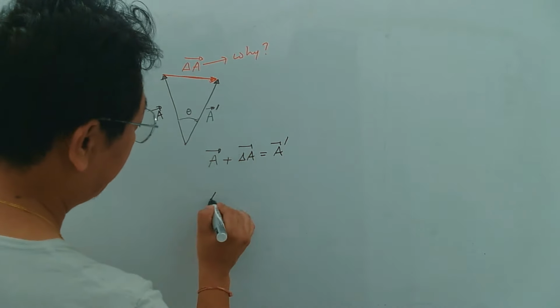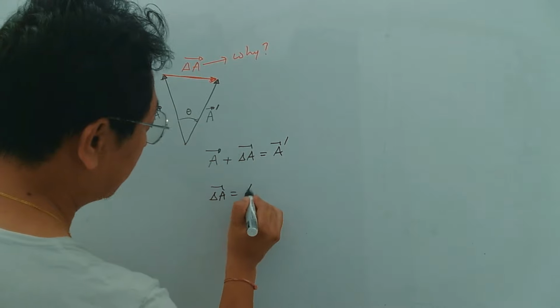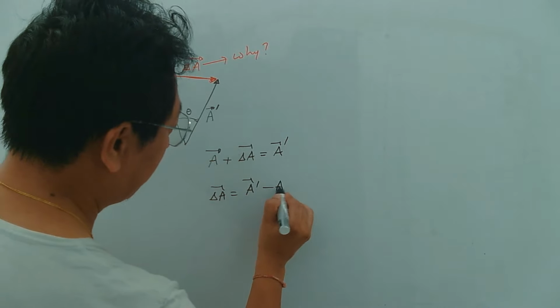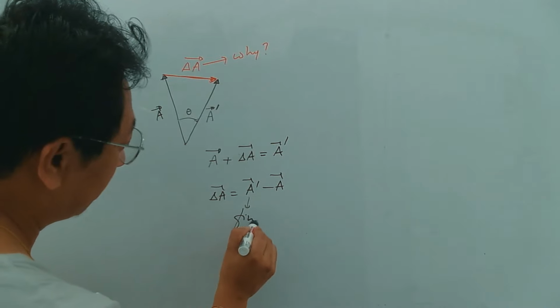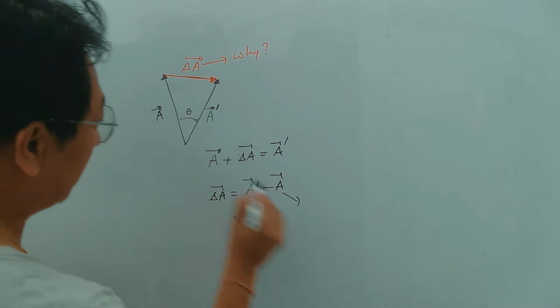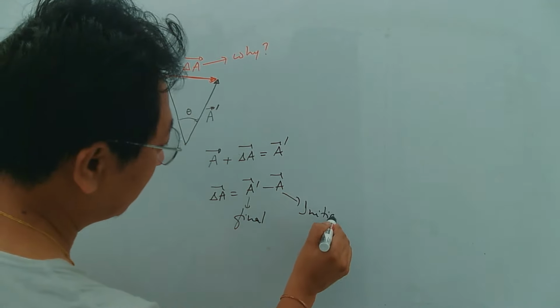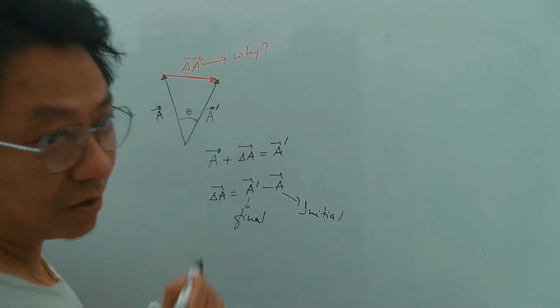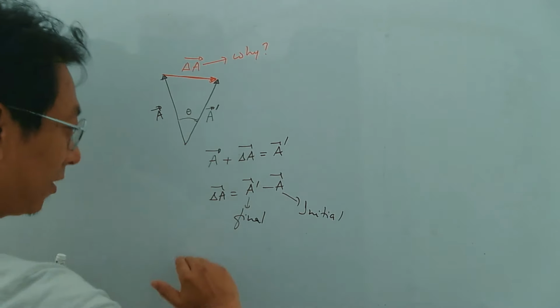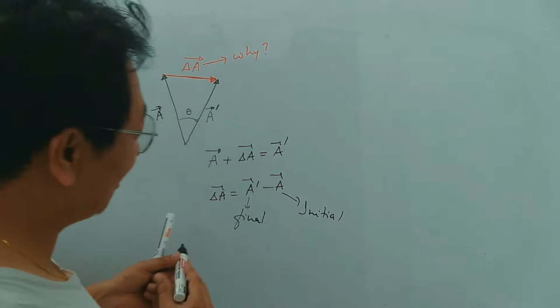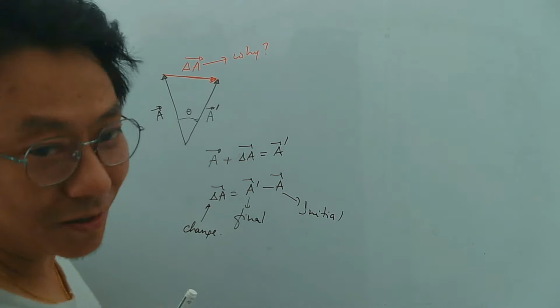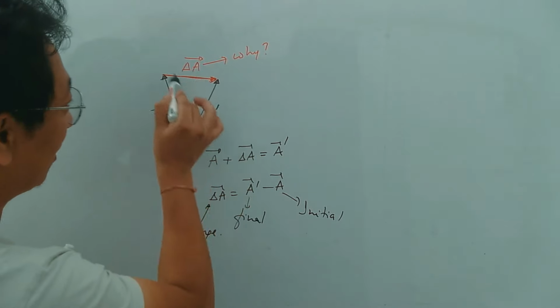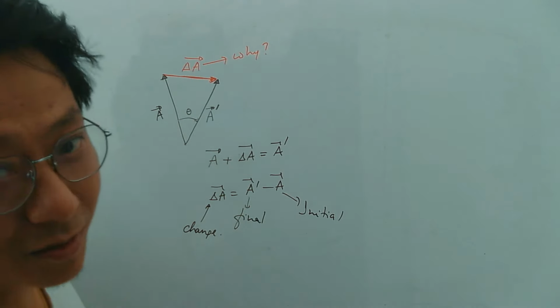So this vector must be a bar dash minus a bar. Since a bar dash is the final vector and a bar is the initial vector, this is before rotation, this is after rotation. And after minus before, final minus initial always represents change, right? So that's why we call this vector the change in vector.